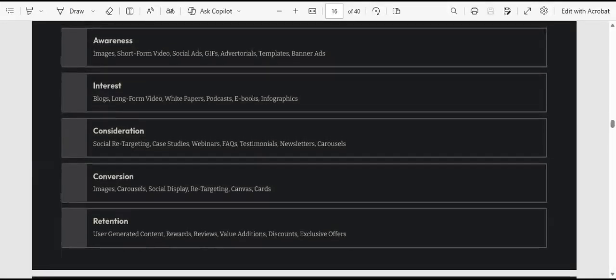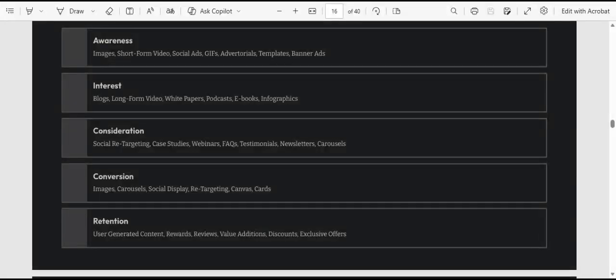In terms of the awareness stage, images, short form video, social ads, GIFs, advertorial template banners actually work very well when we are targeting our audience in the awareness stage. Then when it comes to the interest stage, in terms of the buying journey of our audience, blogs, long form videos, white papers, podcasts, ebooks, and infographics play a very key role.